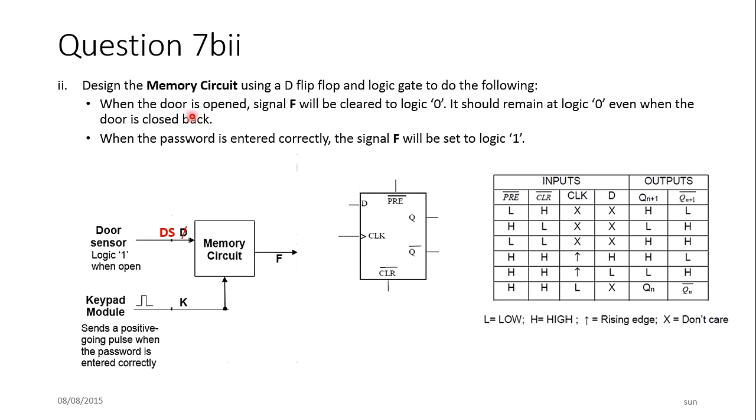When the door is opened, that is DS becomes logic 1 or goes high, signal F will be cleared to logic 0. So we can connect DS to CLK. When it becomes high, input D will be loaded to Q. So we can supply input D with logic 0 and take the output F from Q.